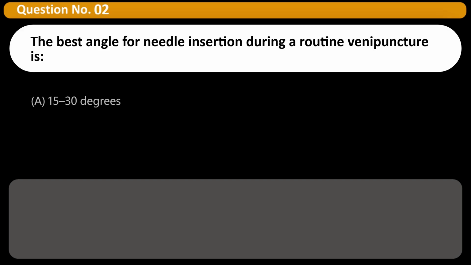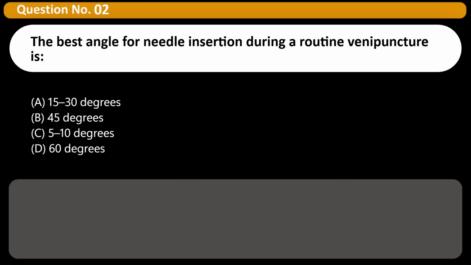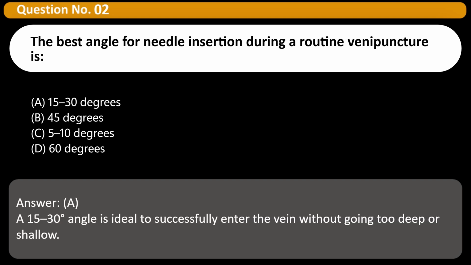The best angle for needle insertion during a routine venipuncture is A. 15 to 30 degrees. B. 45 degrees. C. 5 to 10 degrees. D. 60 degrees. Answer: A. A 15 to 30 degrees angle is ideal to successfully enter the vein without going too deep or shallow.